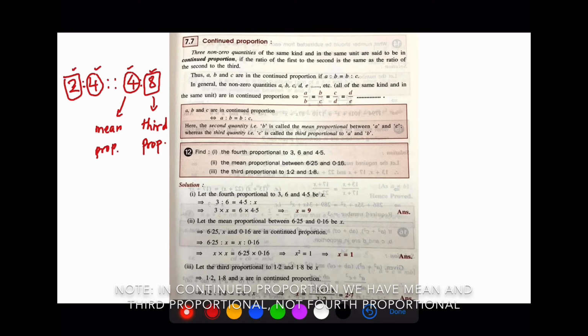Here, both the means are the same number. It's just 4. So 4 is the mean proportional.